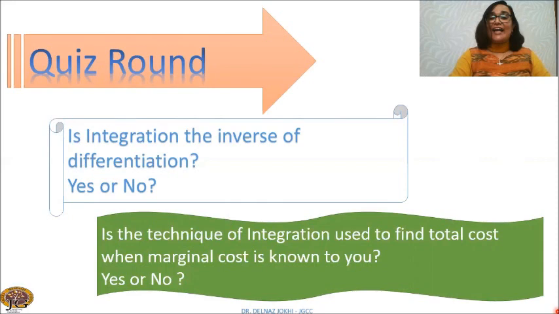I just gave you an example, not of marginal cost, but of marginal revenue, and from the marginal revenue, you found out the total revenue. In the same way, if you are given the marginal cost, then with the help of integration, yes, you can definitely find out the total cost.